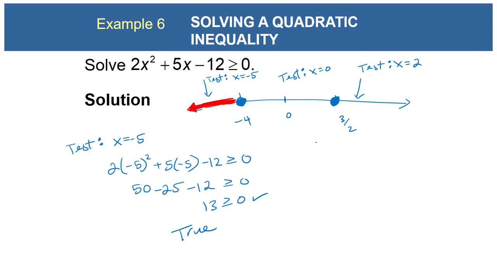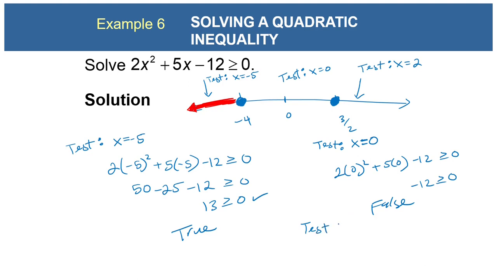Now let's test x equals 0. We have 2 times 0 squared plus 5 times 0 minus 12. Is that greater than or equal to 0? Negative 12 is not greater than or equal to 0. This is false. So we do not shade between negative 4 and 3 over 2.